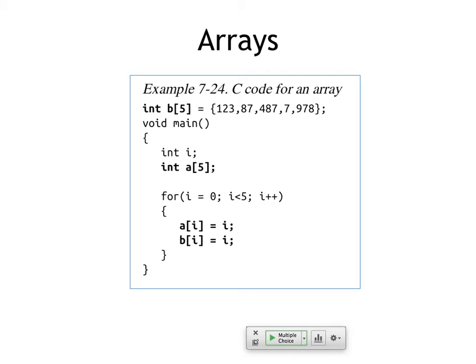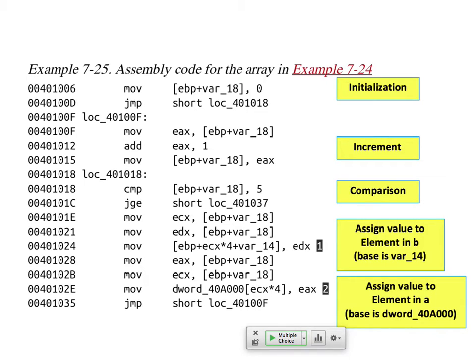Make a loop for I equals 0, I less than 5. Set a of I equals I and b of I equals I. And there's another b up there, which is a global variable. So I have a local variable and a global array, both being filled by a loop. I just want to see how that looks in assembler. And it looks like this.